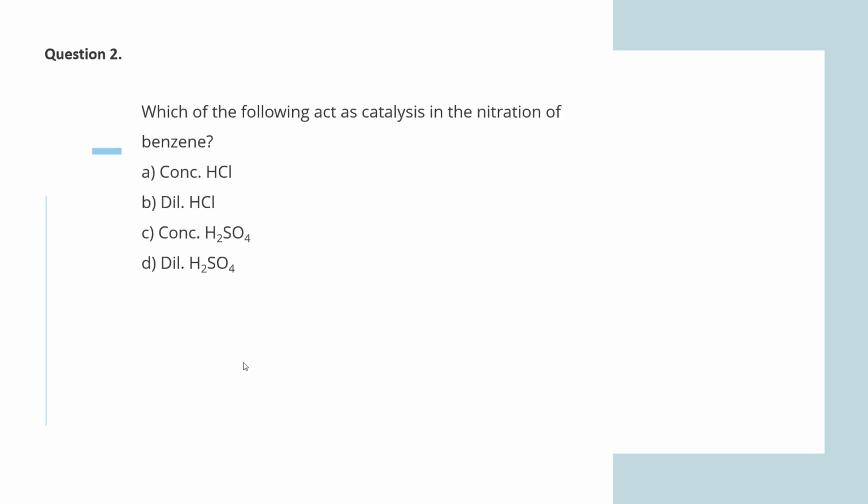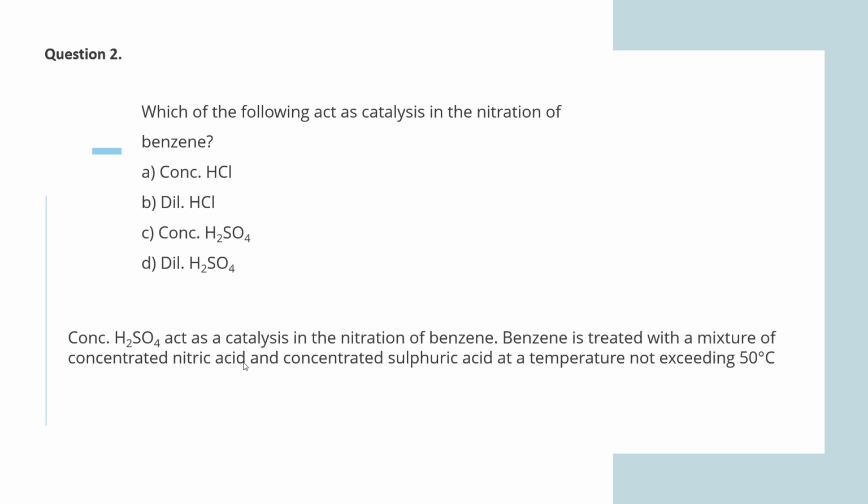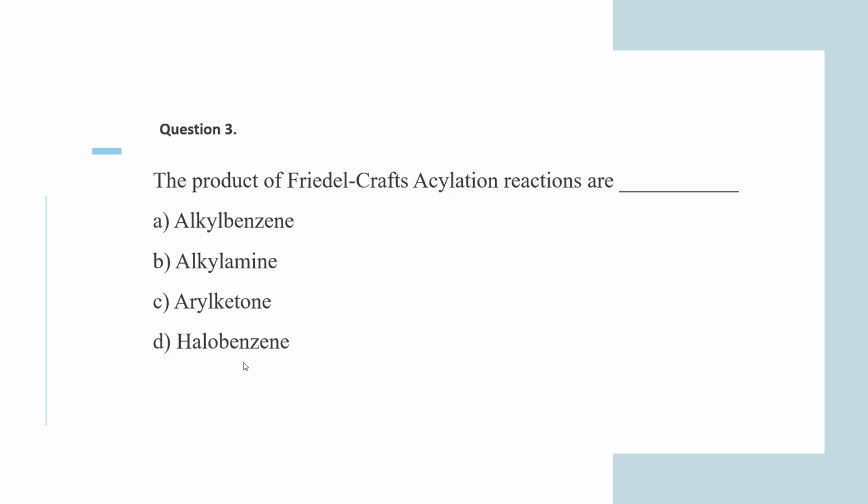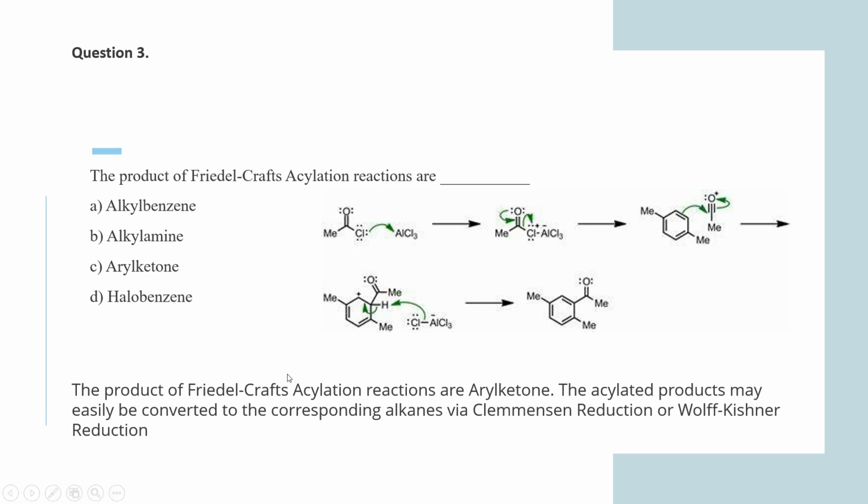Then we discussed how concentrated H2SO4 is used as a catalyst when it comes to nitration of benzene. We also discussed the mechanism involved in Friedel-Crafts acylation, and we saw how we get aryl ketones as the products in case of Friedel-Crafts acylation reactions.